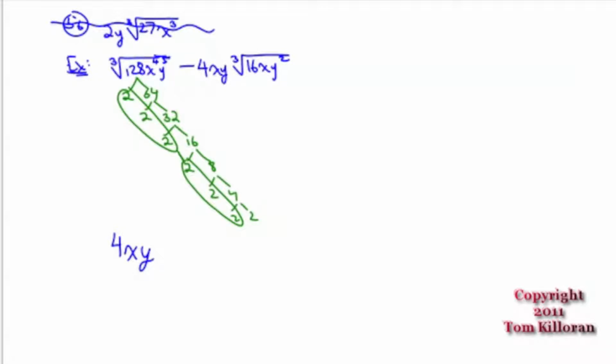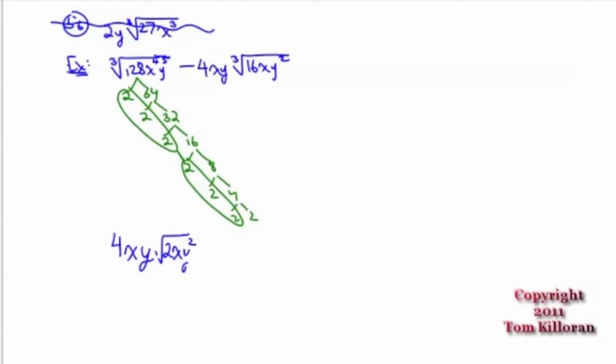Okay. Left behind: a 2, an x, and a y squared. Hey, we're getting closer. This one has an xy squared, this one has an xy squared. But the numbers are different. This one's 2 and this one is 16. All right, let's simplify the second one then.